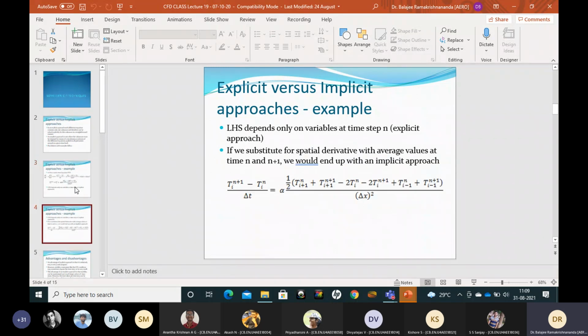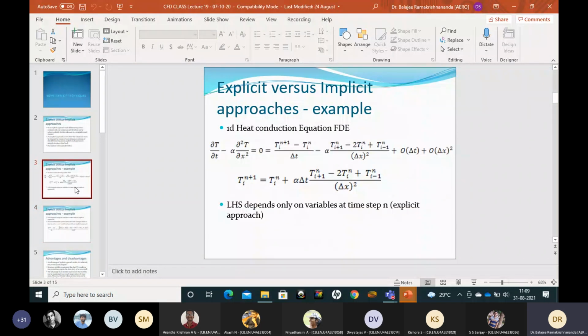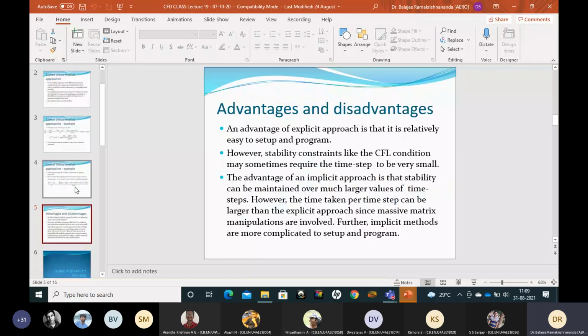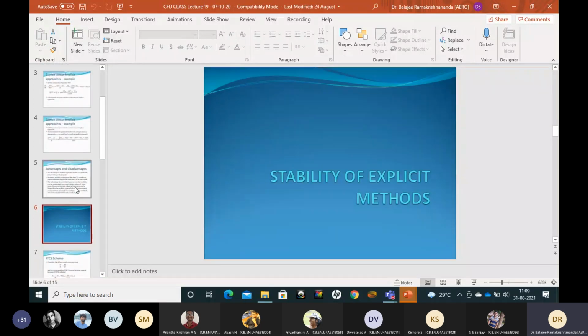But in an implicit approach, if you go by a different discretization scheme, the right hand side would contain terms which are not yet known. Now if you write this for all i, you will get simultaneous equations involving connected variables. If you solve these equations simultaneously, you will get the solution at all points at the n plus 1 time step. So this approach is the implicit approach. We saw the advantages and disadvantages of explicit and implicit approaches.